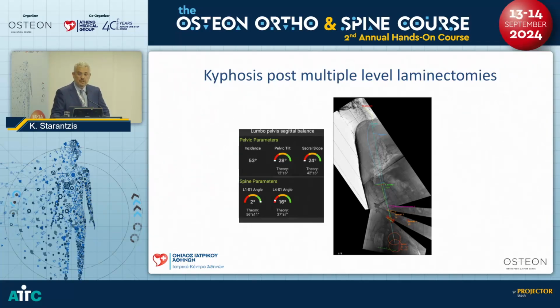So you need correction of the lordosis, okay? How would you achieve this correction? Is this patient a high-risk patient? Is not. It has no comorbidities. Is the surgery high-risk surgery? It is.